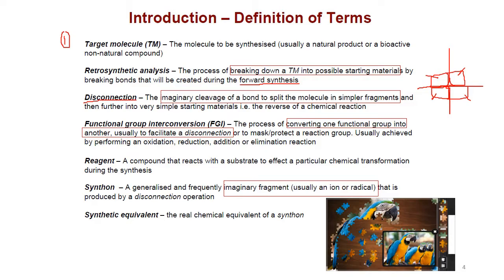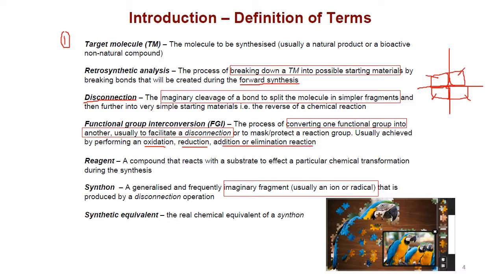Another important terminology is functional group interconversion. This functional group interconversion involves the process of converting one functional group into another, usually to facilitate a disconnection or to protect a reactive group. And this is usually achieved by performing reactions such as oxidation, reduction, addition, or elimination reactions.